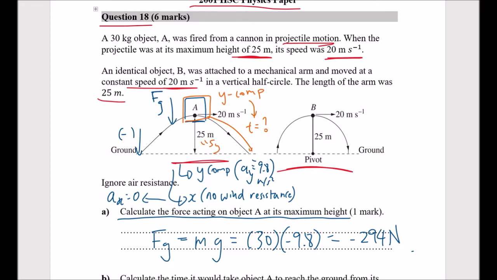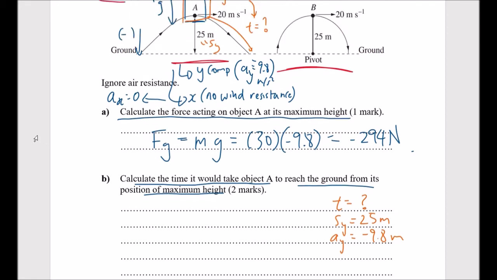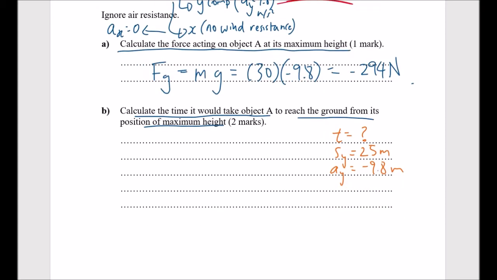If I look at a useful equation to solve this, I'm trying to find time. I know the displacement in the y direction is 25 meters. I know that acceleration due to gravity is minus 9.8 meters per second squared. You also know that because it's falling 25 meters from a maximum height, the displacement is also a negative value here. Okay, well, I think a good formula I can use is this one.